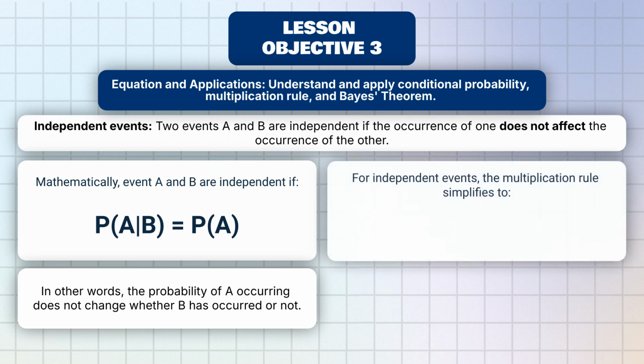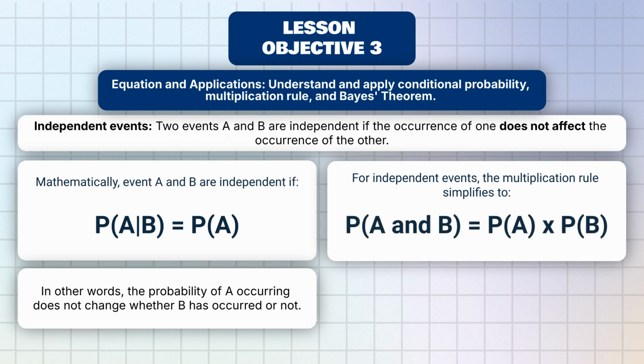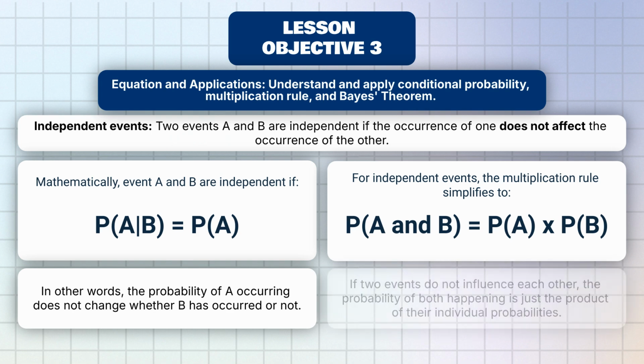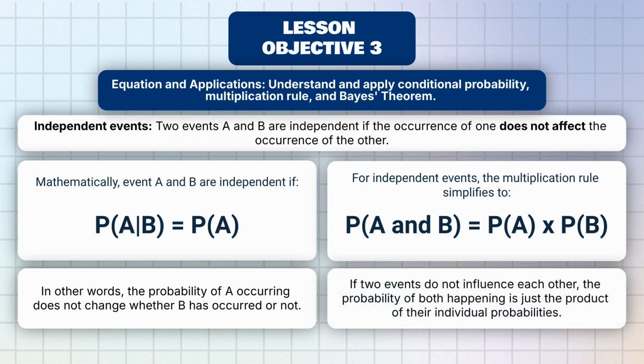For independent events, the multiplication rule simplifies to P(A and B) equals P(A) multiplied by P(B). This formula can be very intuitive. If two events do not influence each other, the probability of both happening is just the product of their individual probabilities.